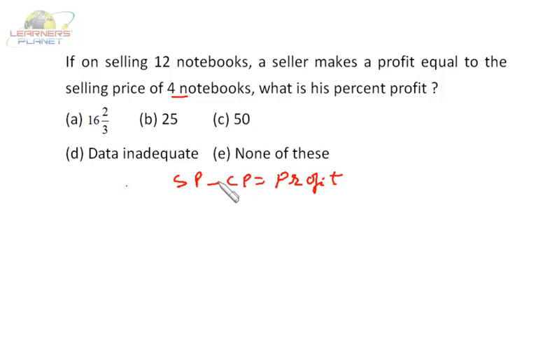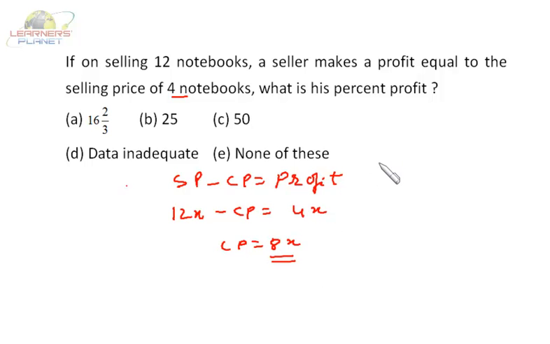Now let's assume the selling price per notebook is X. What will be the selling price of 12 notebooks? It will be 12x. Profit is 12x minus CP, and the profit is the selling price of 4 notebooks. That means the profit is 4x. Now CP is equal to what? 8x. Now we have to find out the percentage profit.